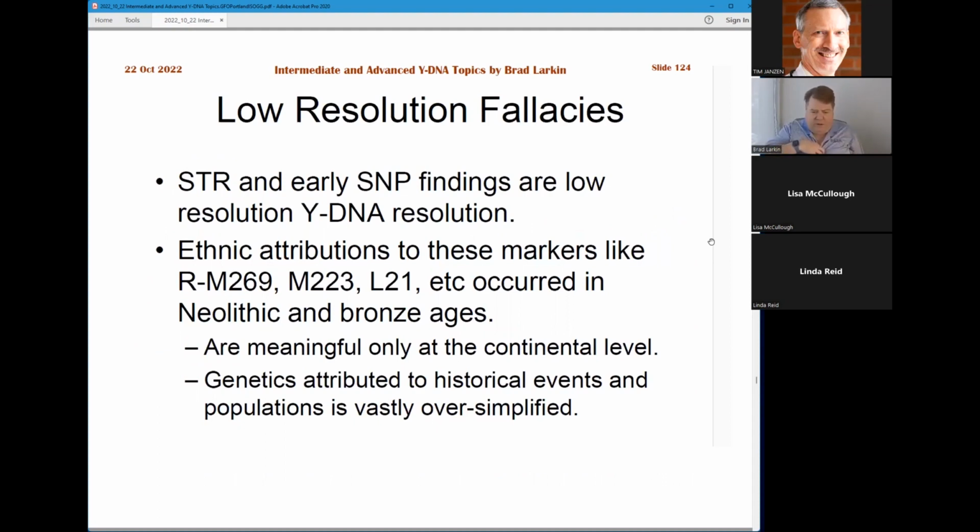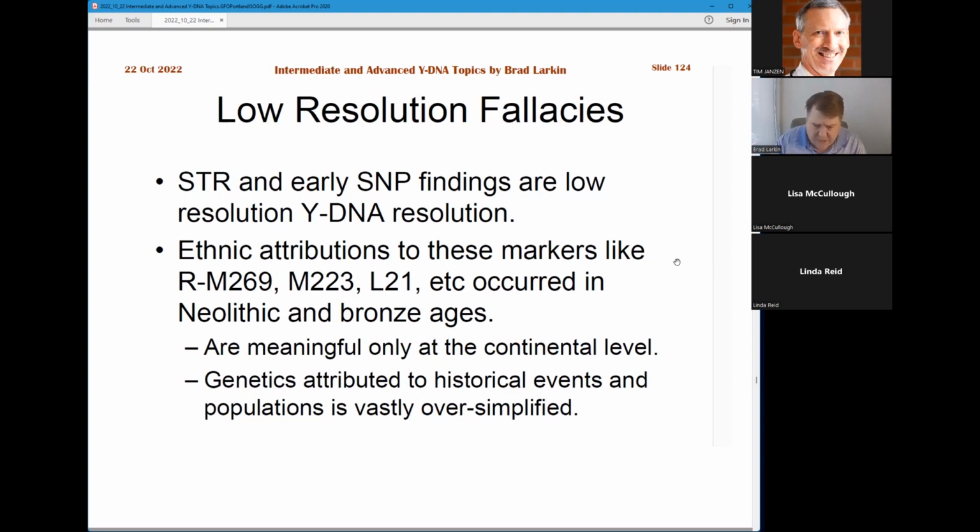The ethnic attributions to some of the common markers like M269, M223, L21 happened in the Neolithic and Bronze Ages, if not earlier. So they're meaningful at the continental level. Meaning if you have L21, your ancestor came from Europe, didn't come from Africa, didn't come from East Asia. That's true. But what most people want to know is what county in Ireland they are from and what city, so that they can do traditional genealogy research. For that, you need a lot higher resolution and better sample collection.